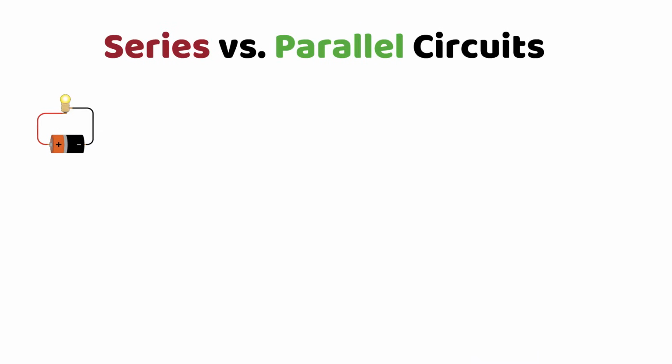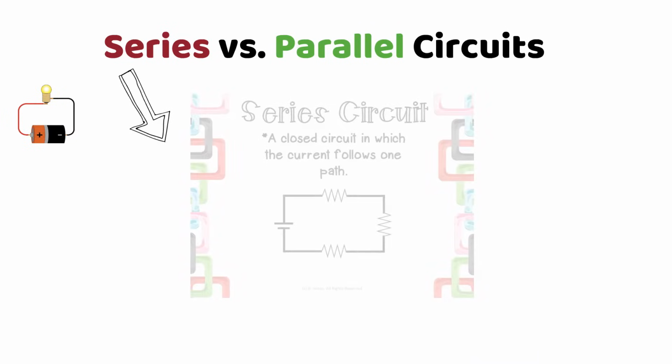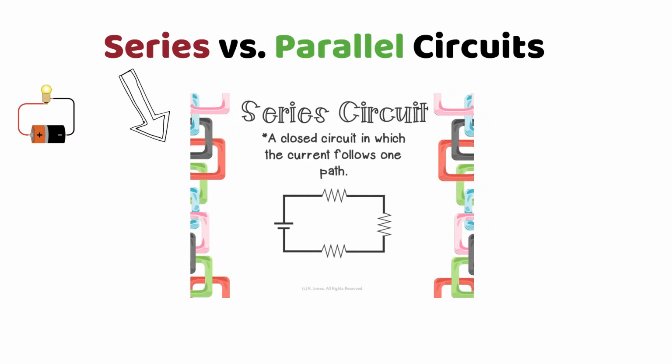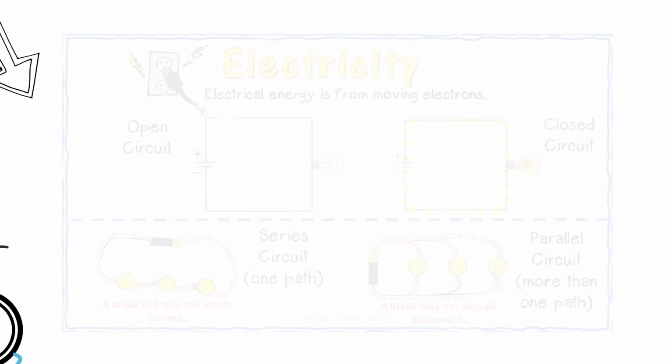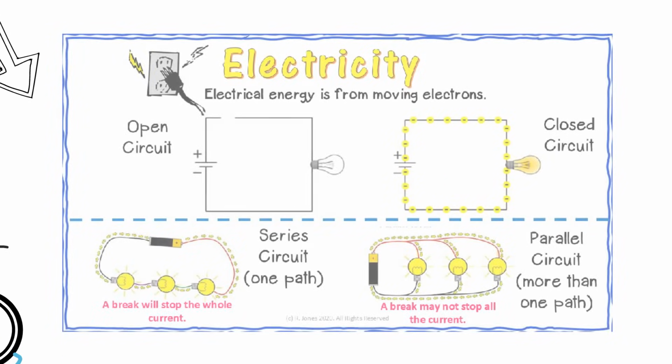Let's define what a series circuit is. A series circuit is defined as an electrical circuit where parts are connected in a line, allowing current to flow in one direction. In a series circuit, you need a battery pack or electrical power source, wires and light bulbs, or a noise device. In a series circuit, the current flows through each component.